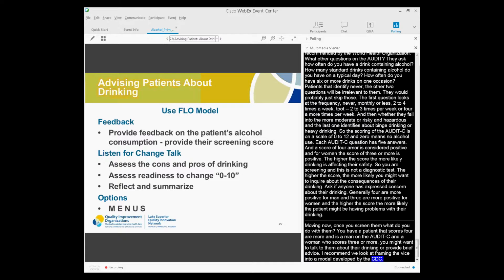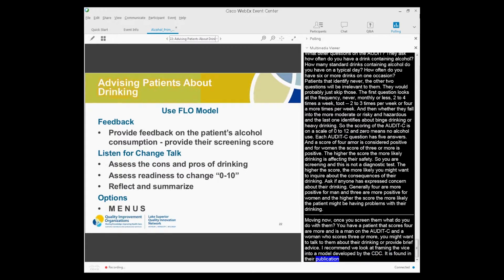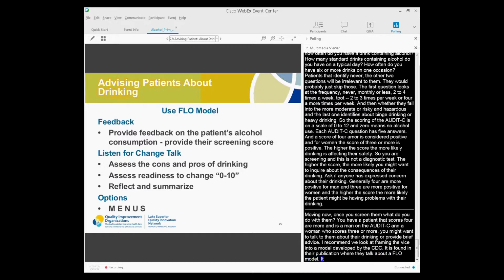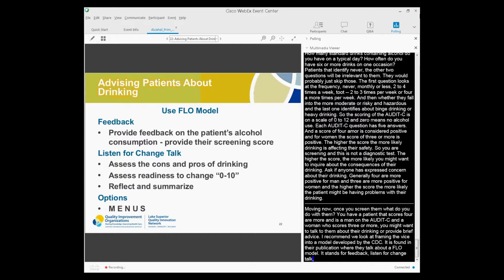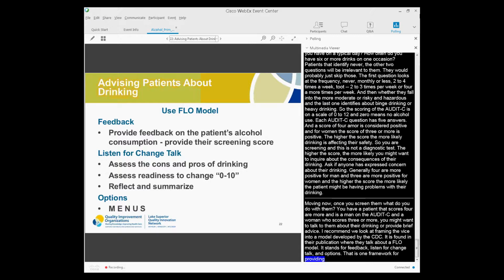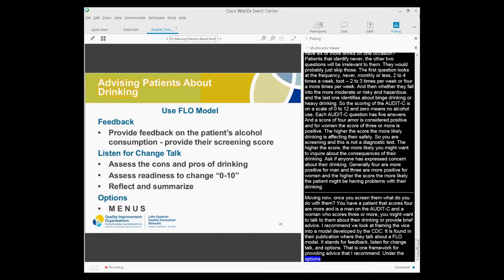And they talk about a FLO model, which stands for feedback, F, listen for change talk, L, and O is options. And that's one framework for providing brief advice that I would highly recommend. Under the options menu, we'll talk about that in just a second. I'll talk a little bit more about these in detail, but the first, the F, is providing feedback on the patient's alcohol consumption.